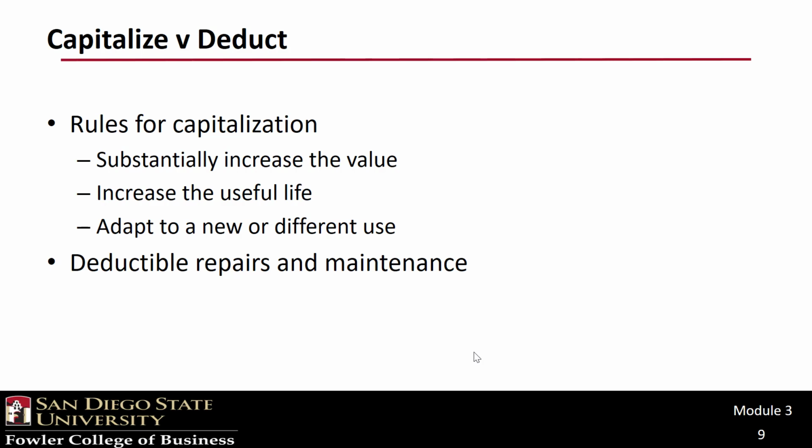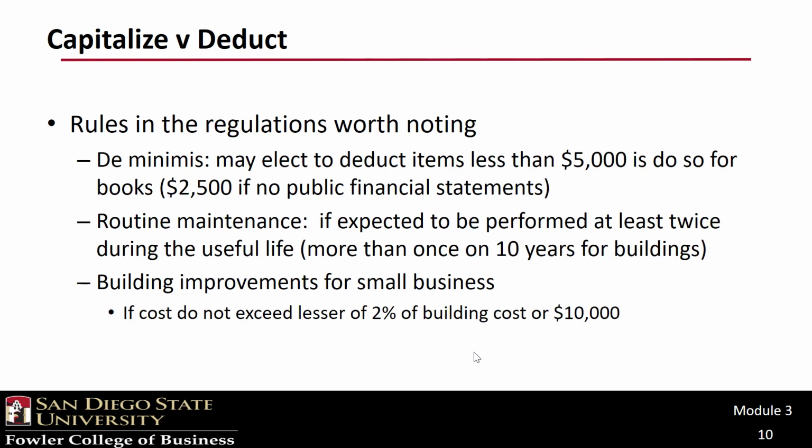Expenditures that substantially increase the value, increase the useful life, or adapt property to a new or different use must be capitalized, whereas routine maintenance and repairs can be deducted. There are a few rules in the regulations that are definitely worth noting.